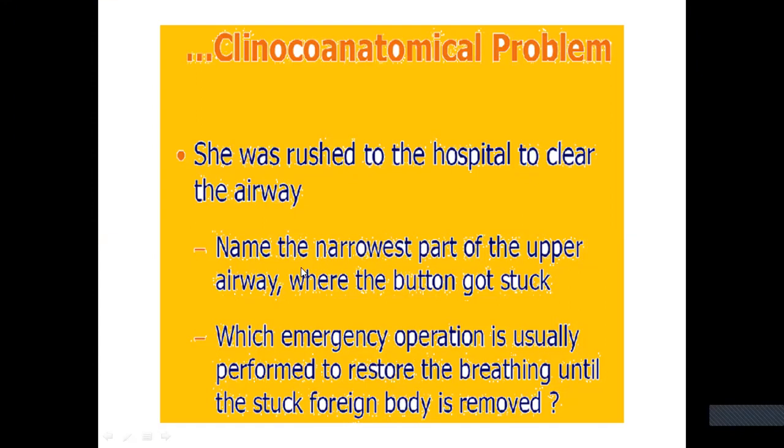So name the narrowest part of the upper airway where the button could have got stuck, and which emergency operation is usually performed to restore the breathing until the stuck foreign body is removed. So at the end of the lecture, you should be able to solve this problem.